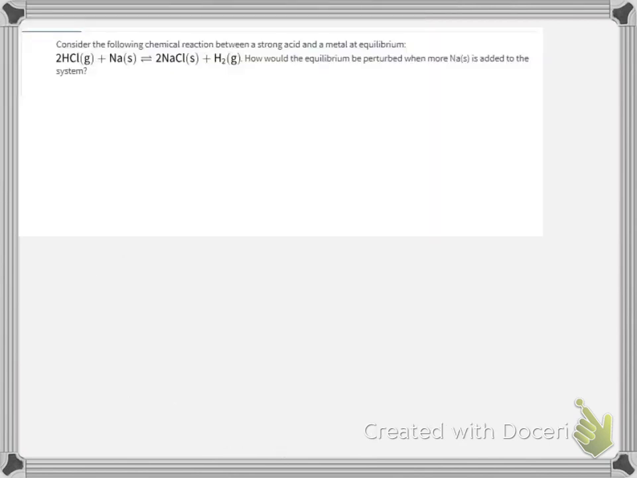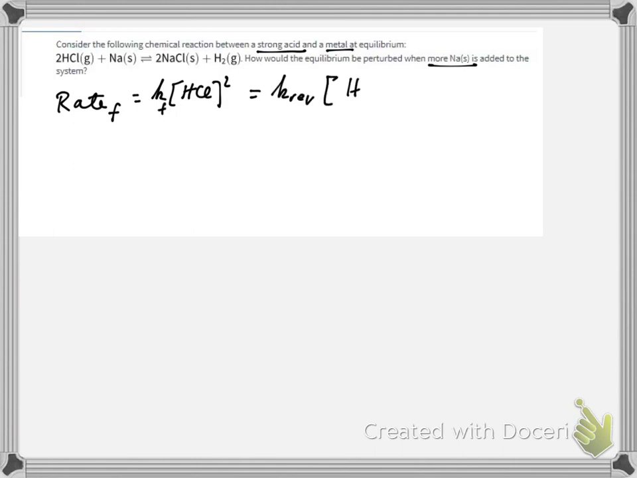Okay, so here we're given a strong acid and metal at equilibrium. So we're putting sodium metal and HCl gas. We're making sodium chloride salt and hydrogen gas. We're just going to take a look at all the different ways this system can change using the kinetic argument. So first, as you know, when you build your rate laws, rate forward is K times HCl squared. K reverse is H2. Now remember, no solids can be in the rate law, so we're only looking at that aspect of the problem. So the first analysis, what happens if we add more sodium metal?